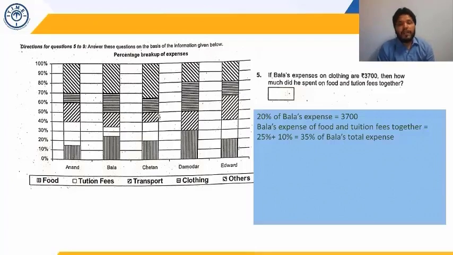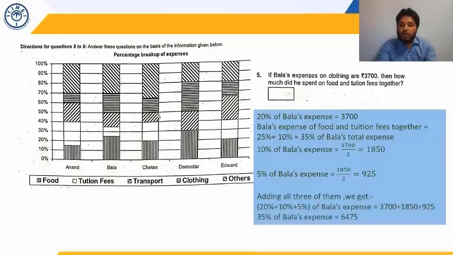Now we need to find 35% of Bala's total expense, and what is given is that 20% of Bala's expense is 3700. There are a number of ways to solve this, so let's start. If 20% of Bala's expense is 3700, then 10% of Bala's expense will be half of 3700, which is 1850. If 10% is 1850, then what is 5%? It's half, because half of 10% is 5%, and half of 1850 is 925.